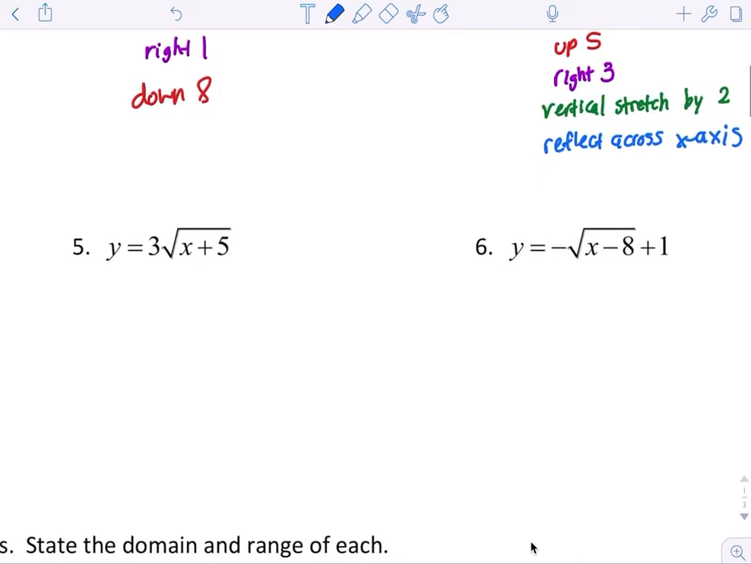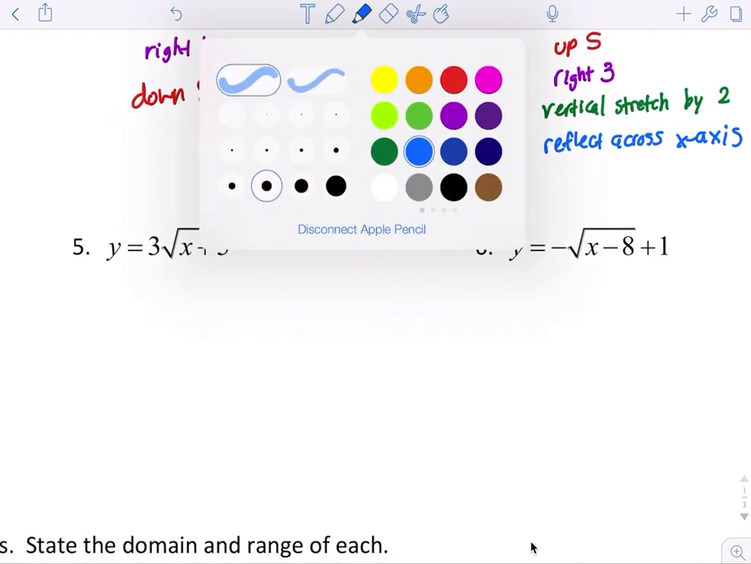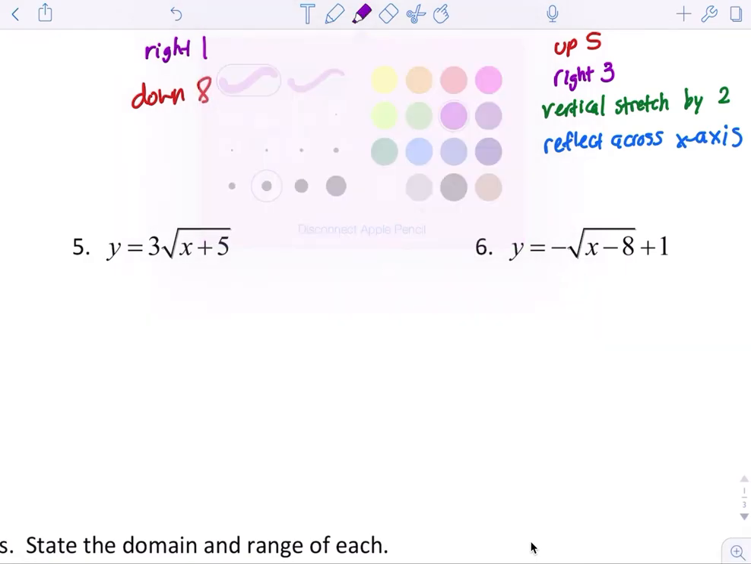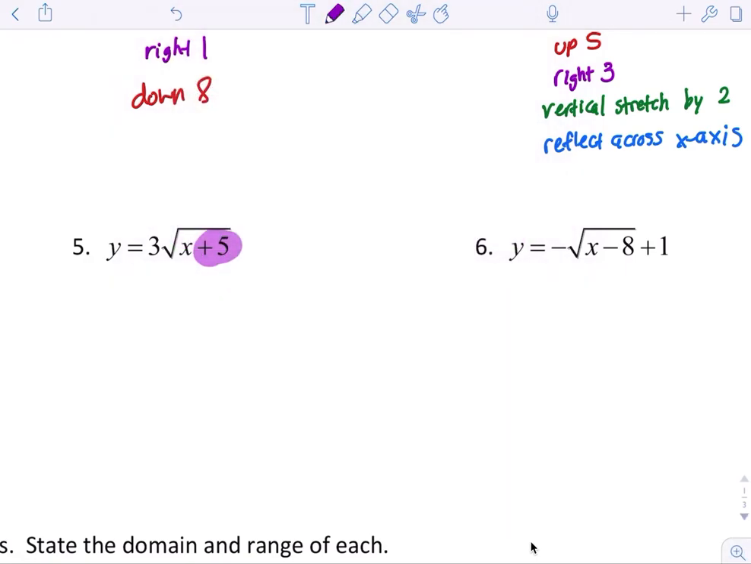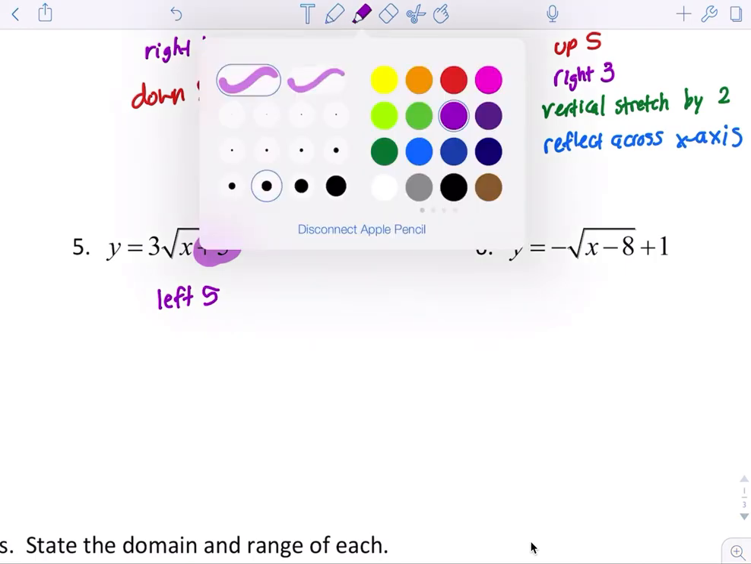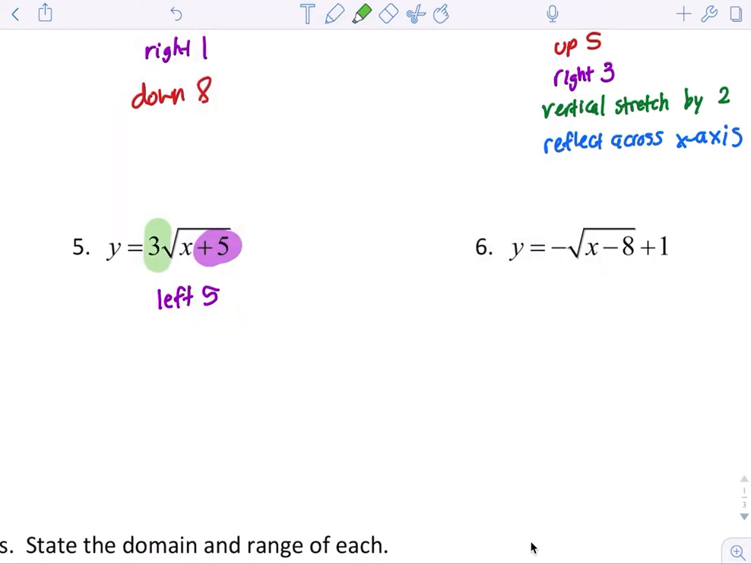Alright, number 5. This right here, plus 5. Remember, if it's inside the square root, it's the reverse. So it's not right 5, but left 5. This right there: since your a value is greater than 1, that means you got a vertical stretch by 3.